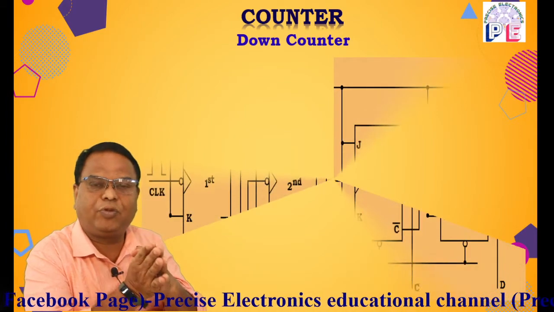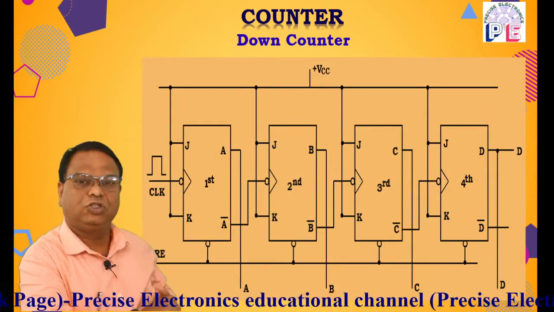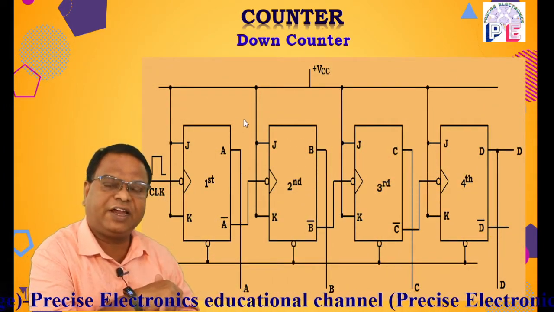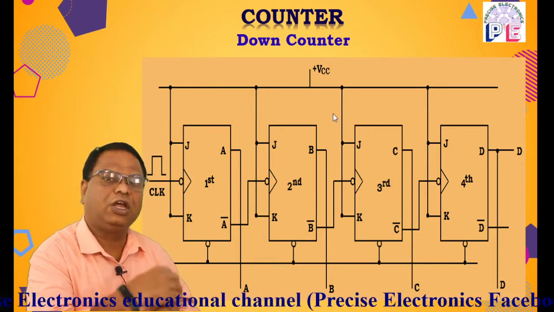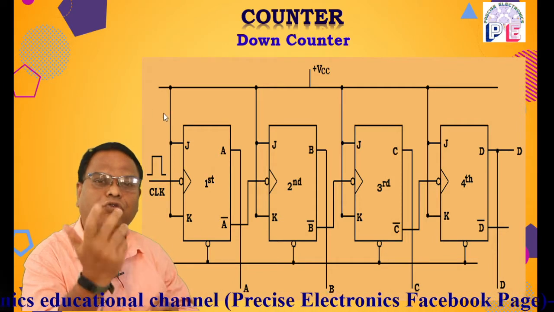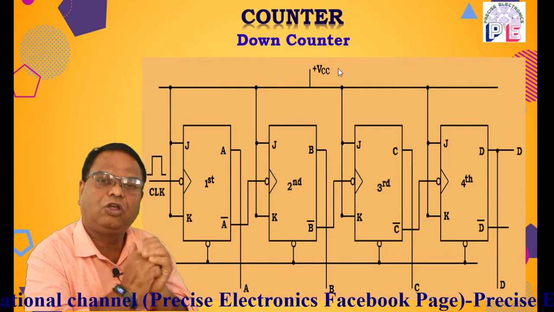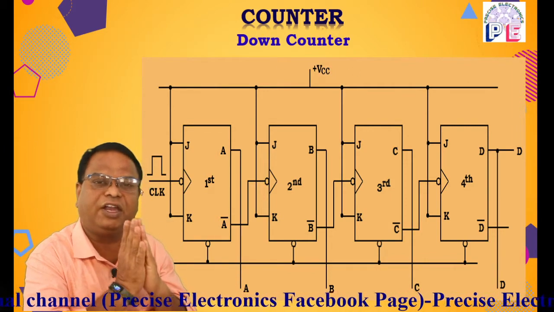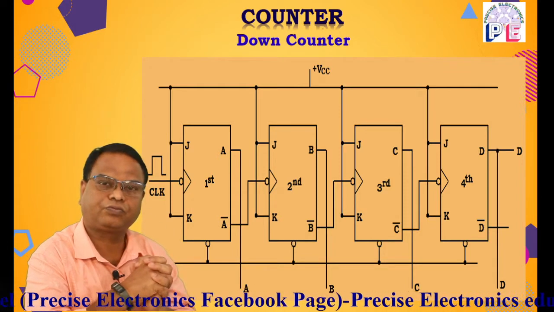Now, the logic diagram of the 4-bit down counter is going to be displayed on your screen. From this diagram, it is clear that in the 4-bit counter, 4 flip-flops are used, and all these 4 flip-flops are JK flip-flops, whose J and K inputs are both connected to plus VCC. So obviously all these flip-flops are in toggle mode, so all these flip-flops are T flip-flops.